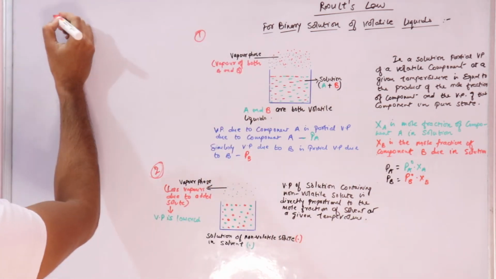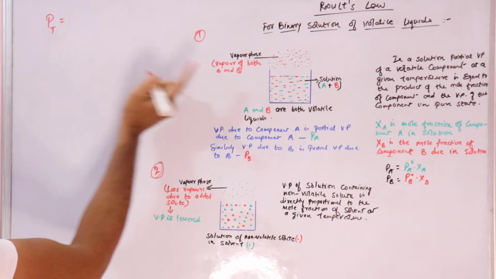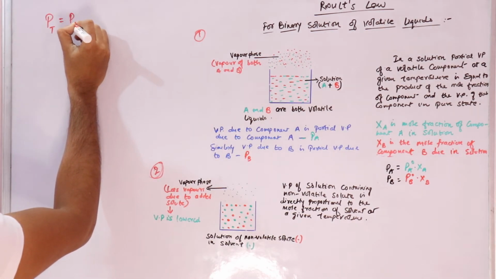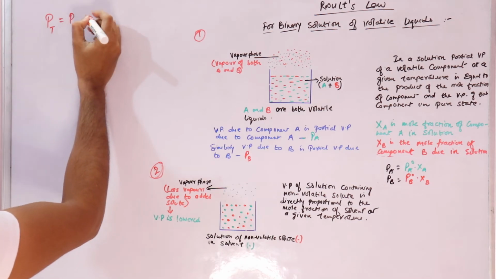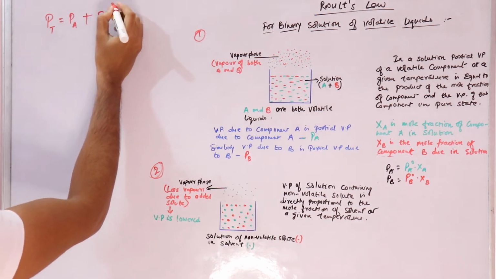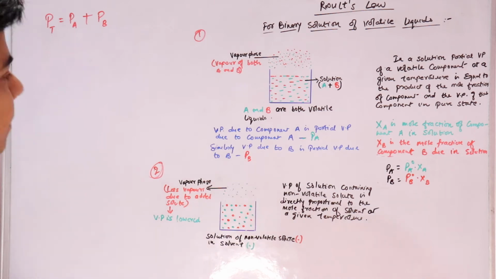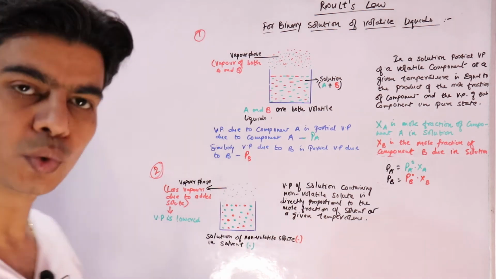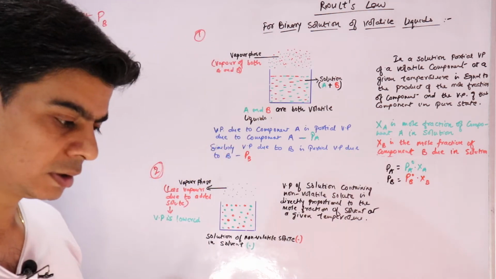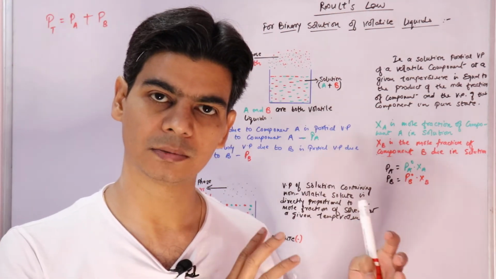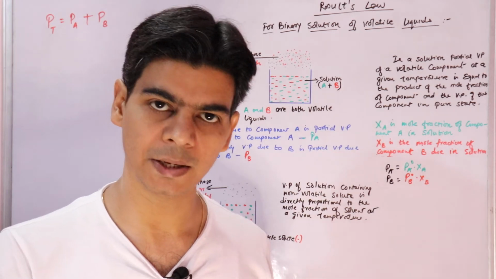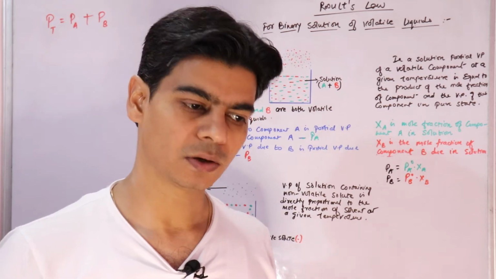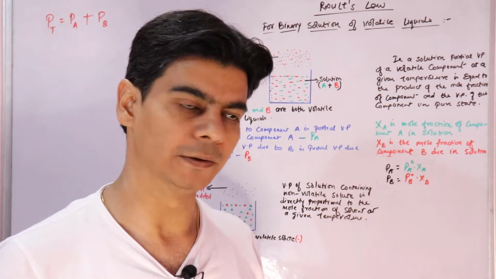Let's write it over here. This total vapor pressure is due to the vapor pressure of A and the vapor pressure of component B. The vapor pressure due to A is called the partial vapor pressure of component A, PA, and PB is called the partial vapor pressure of component B.